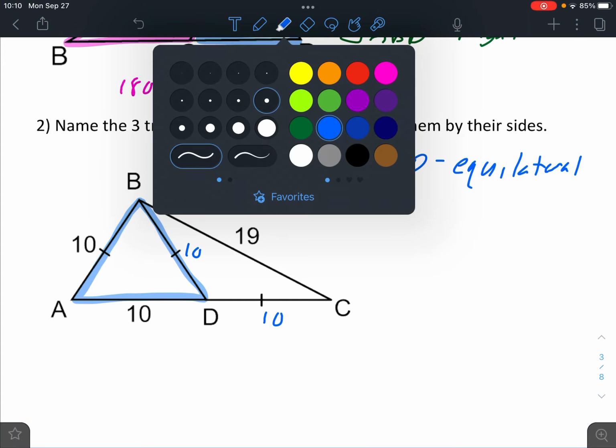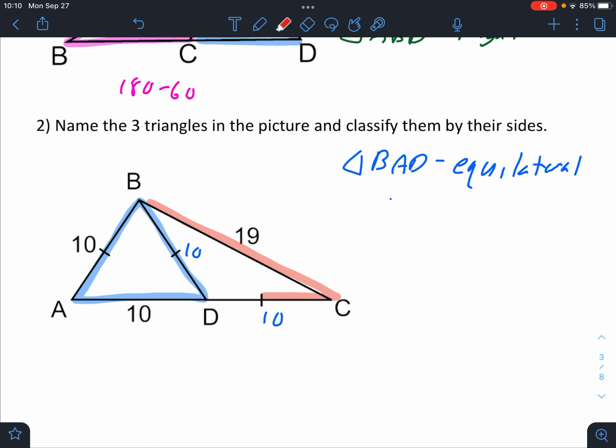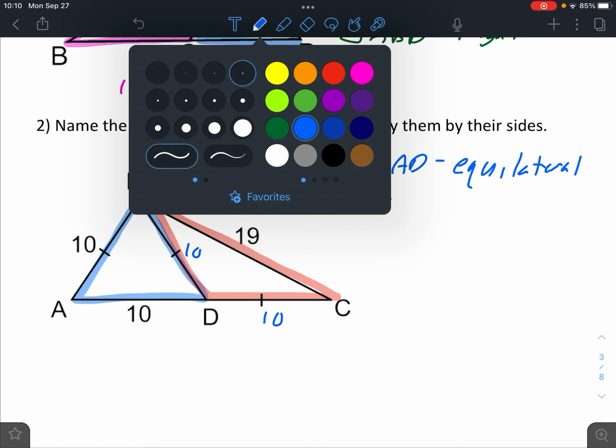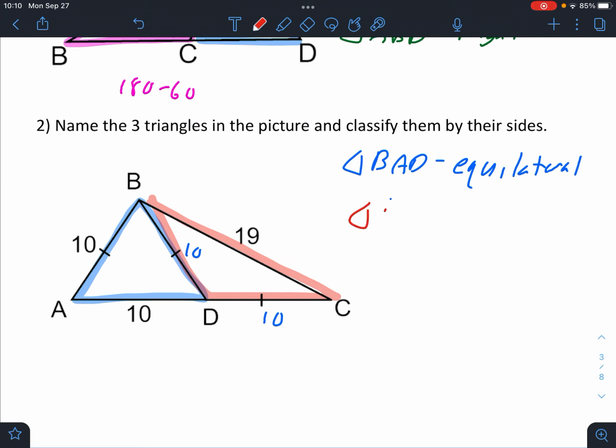Okay, and then looking at this triangle over here to the right, we'll call that triangle BDC. And you can see the sides are 19, 10, and 10. So two of the sides are the same. That's called an isosceles triangle.